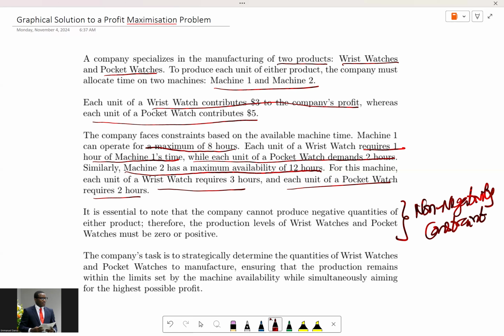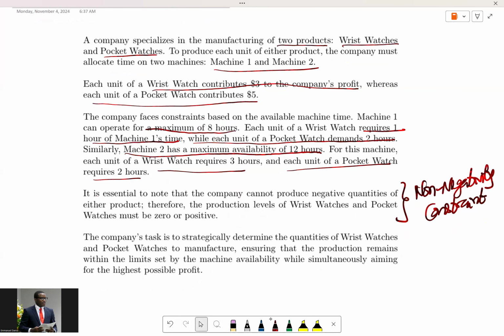So the company's task is to strategically determine the quantities of wristwatches and pocket watches to manufacture, ensuring that production remains within the limits set by the machine availability, while simultaneously aiming for the highest possible profit. So that's the question.